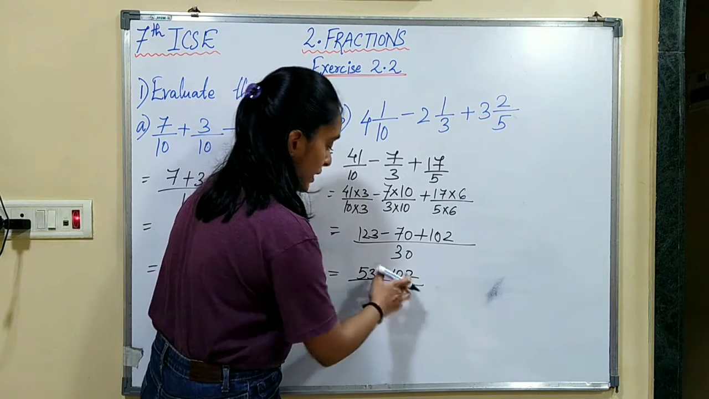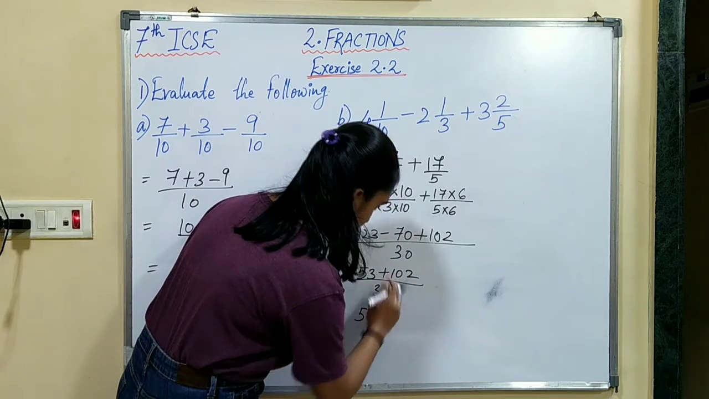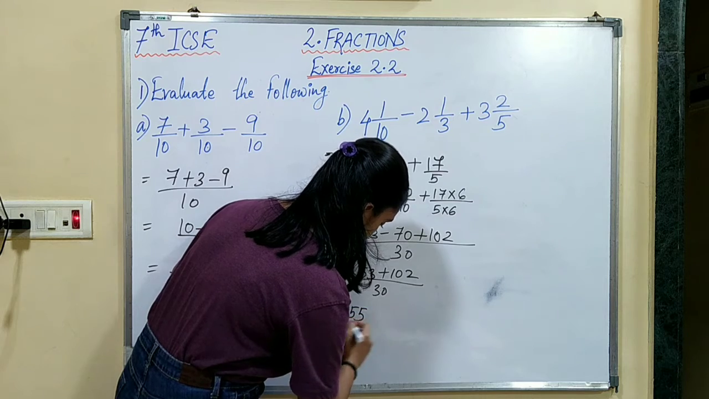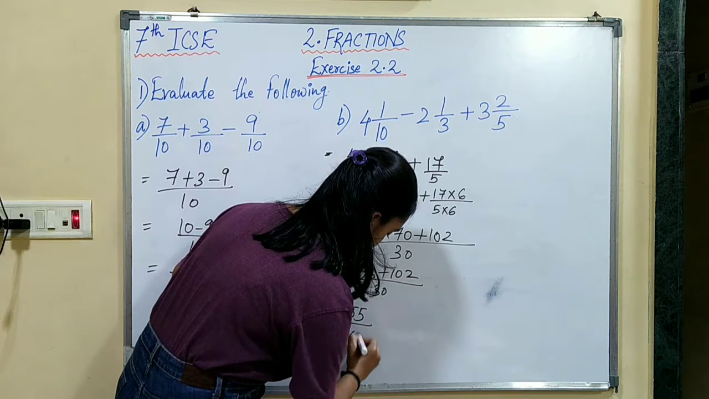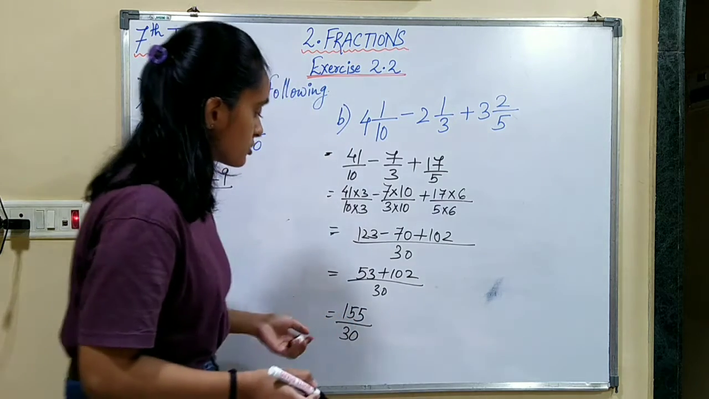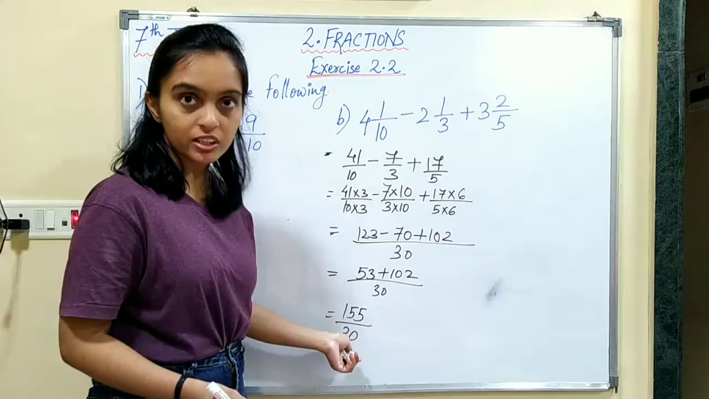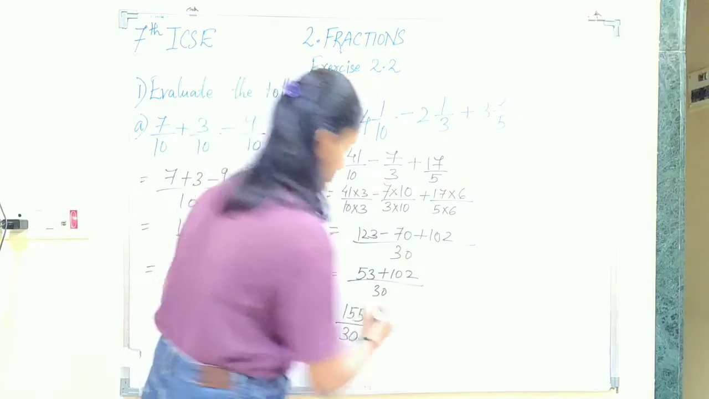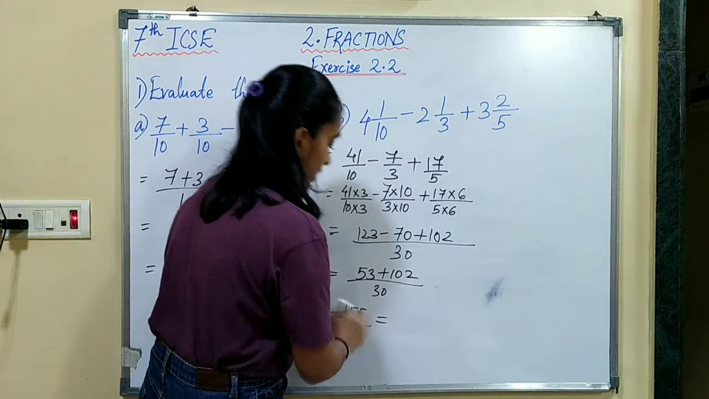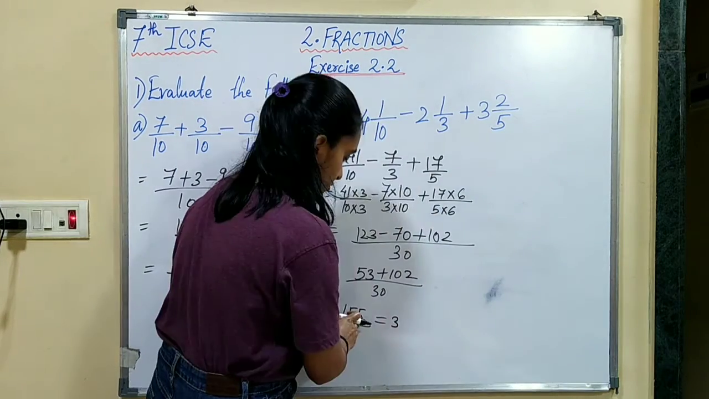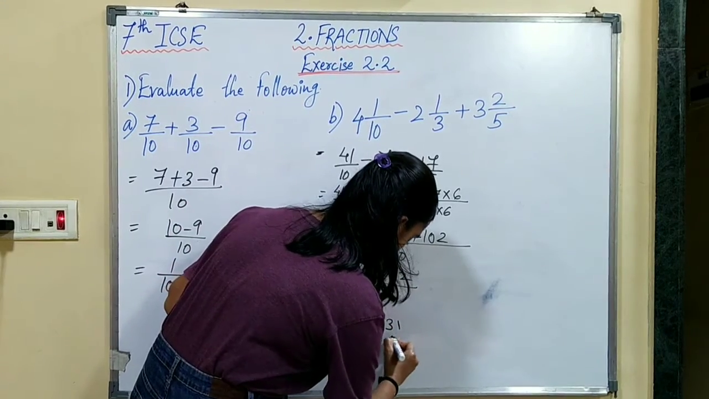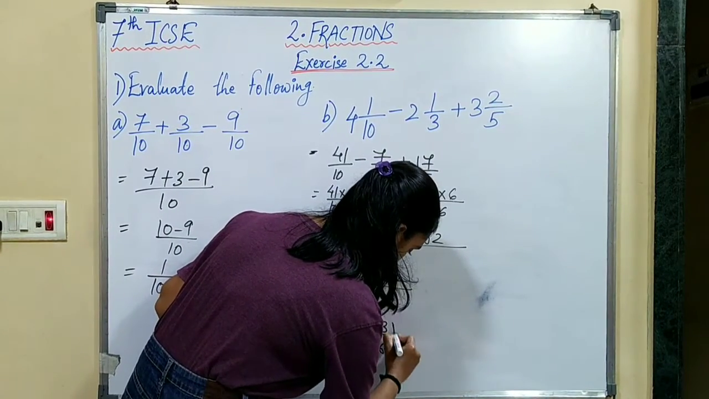So now you will get by adding this 5 and then 15, 155 upon 30. So now these numbers are clearly divisible by 5. So we will divide them. 5 threes is 15, then 5 ones is 5 upon 6.